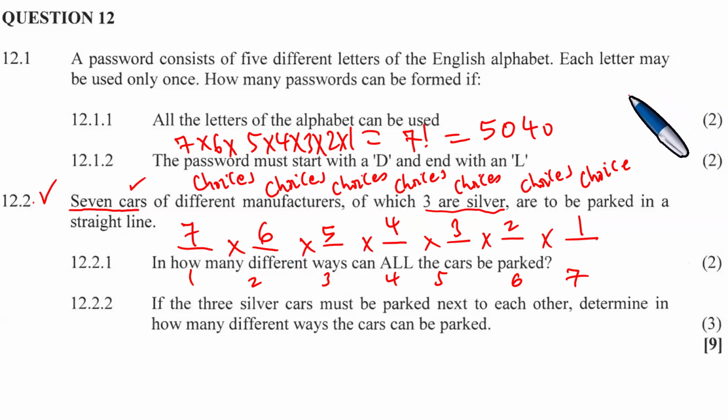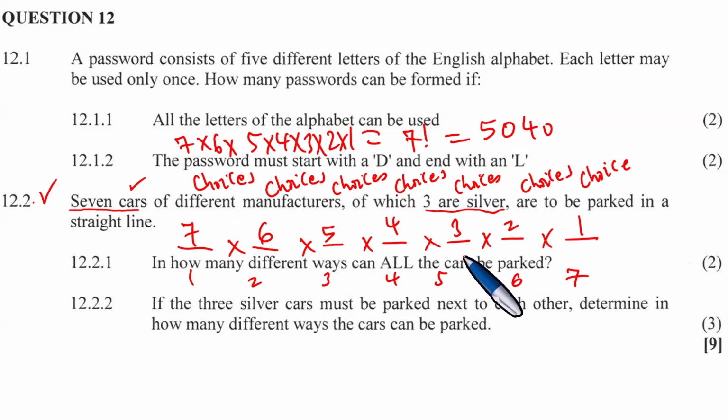You decide to get into one of the 6 cars and park the car, and then there are 5 cars remaining, so you have 5 choices. After that, 4 choices. There are 3 cars remaining, you have 3 choices. There are 2 cars remaining, you have 2 choices. There's 1 car remaining, you have 1 choice. As a consequence, you have 7 times 6 times 5 times 4 times 3 times 2 times 1, which is 7 factorial ways, which is 5040.